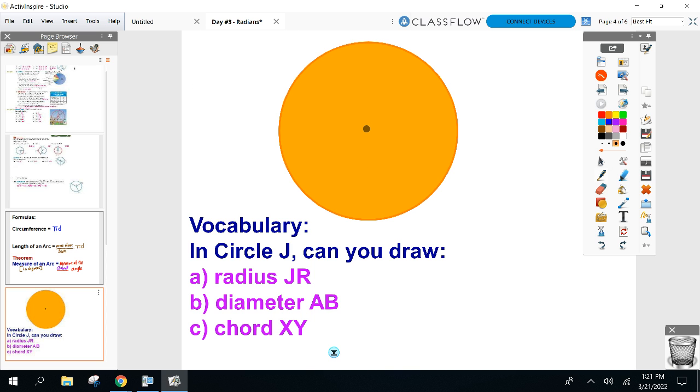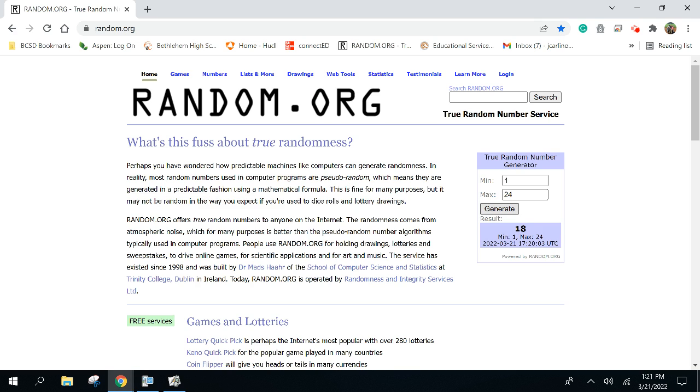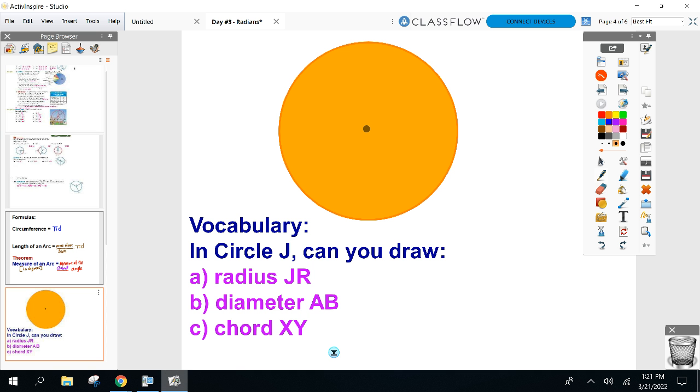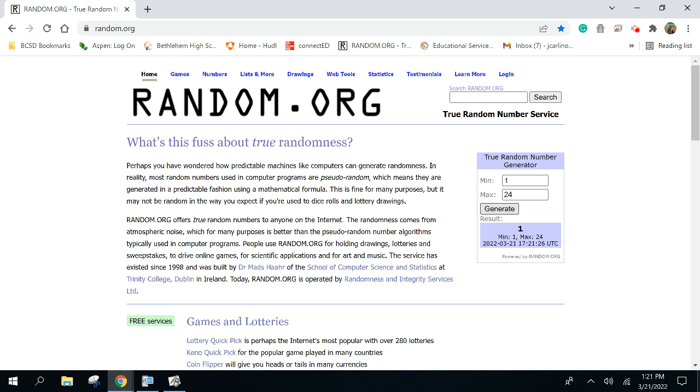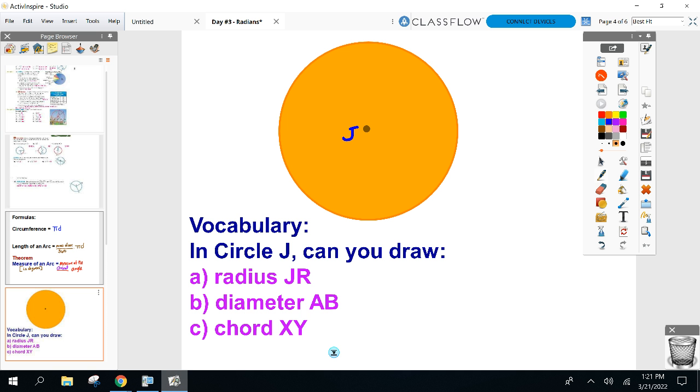Hi, this is Circle J. What do you know about J? What do we know about J? If I'm calling this Circle J, what's so great about J? Center. All right? Not halfway, not middle, center. Can you draw radius JR? If I gave you the pen, could you draw radius JR?